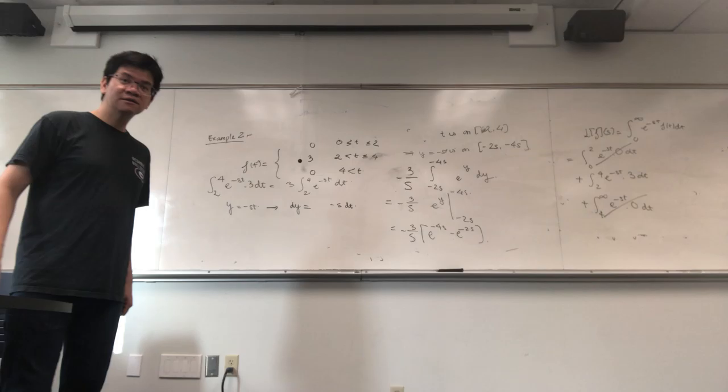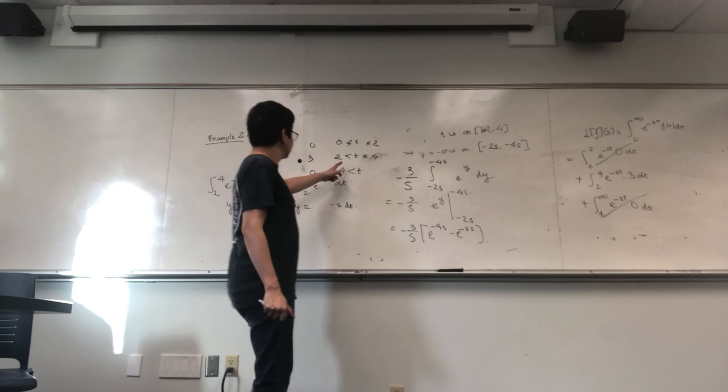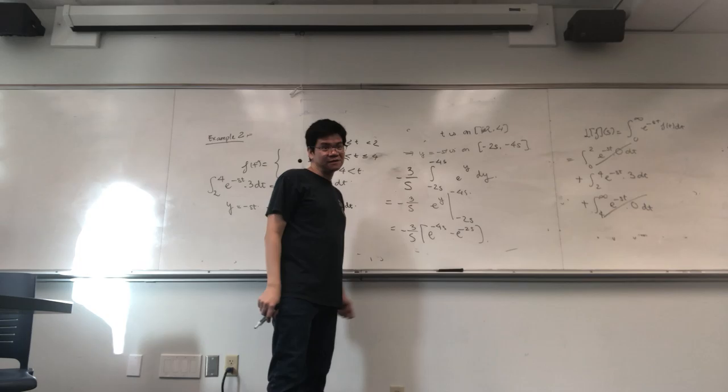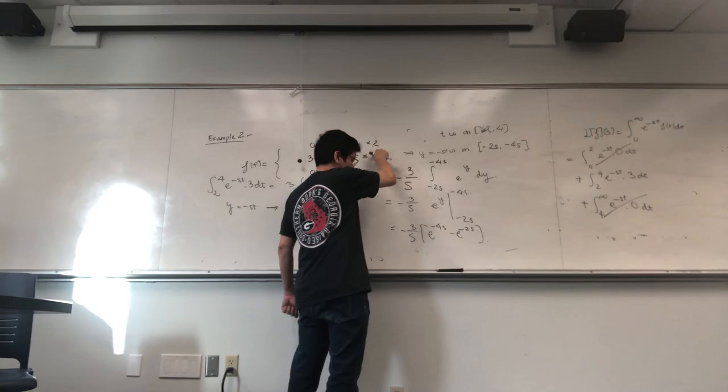Does it matter that with t being greater than 2, it's strictly greater and not greater than or equal? What happens if you change this to this? Then it's the same. If you change this to this, or this to this, it's going to be the same, so it doesn't matter. This is going to give you the same Laplace transform.